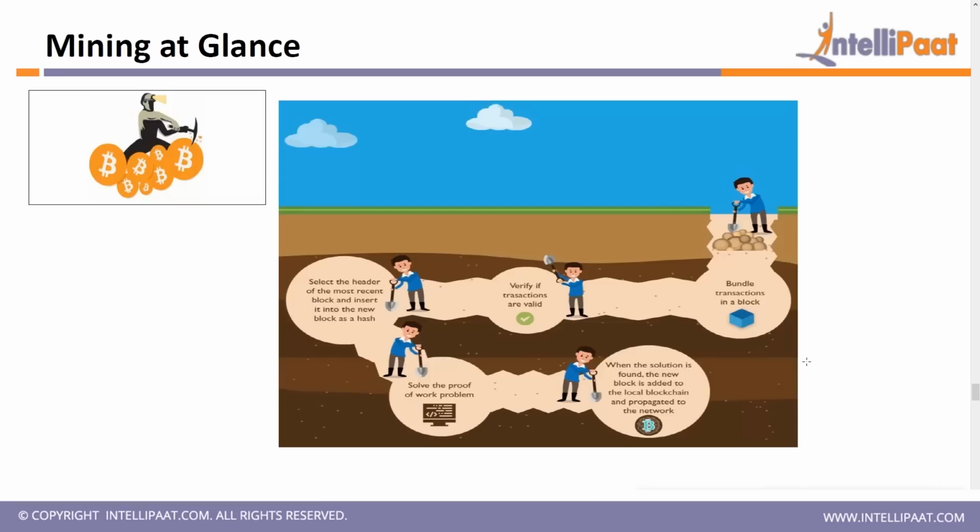Since now we have learned how mining happens, this is just a glimpse of the whole process that takes place during the mining of a new block. Select the header of the most recent block and insert it into the new block as a hash. Now, what is happening? Here comes a miner which bundles all the transactions in a block and then verifies if the transactions are valid. Once it finds the transactions are valid, it will select the header of the most recent block and insert it into the new block as a hash. Now, it will solve the problem by using the proof of work, and when the solution is found, the new block is added to the blockchain and propagated to the network to be made aware to everyone.